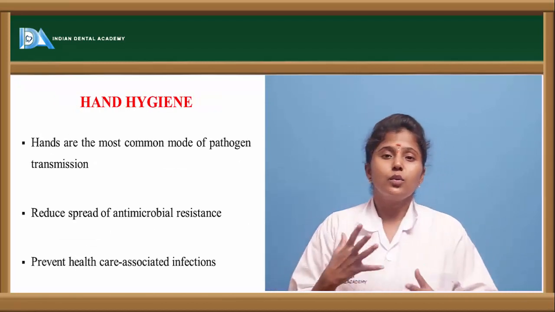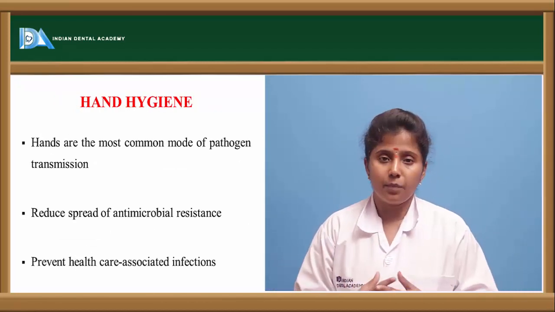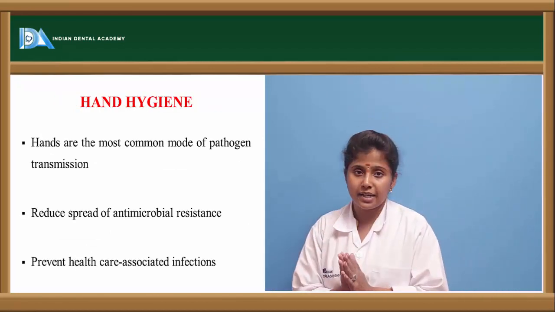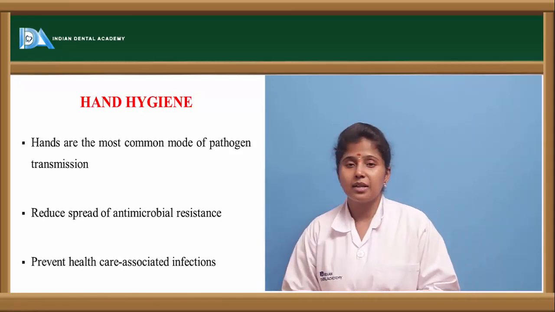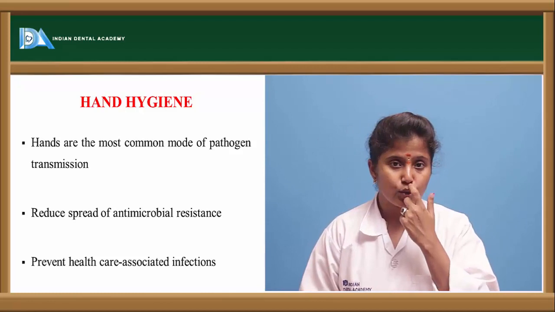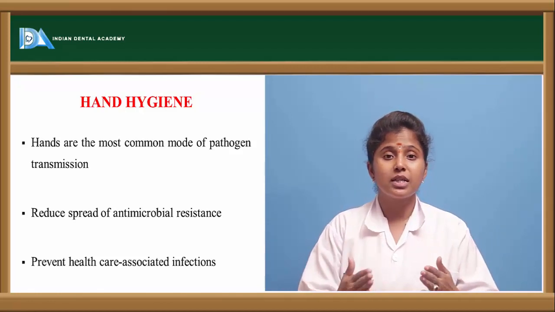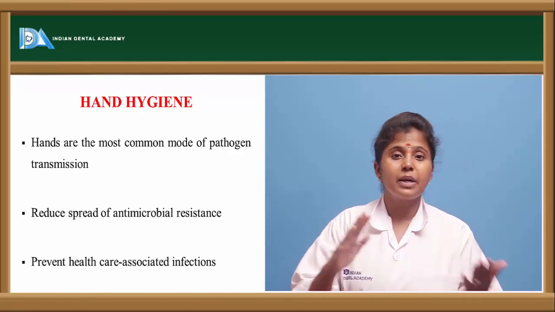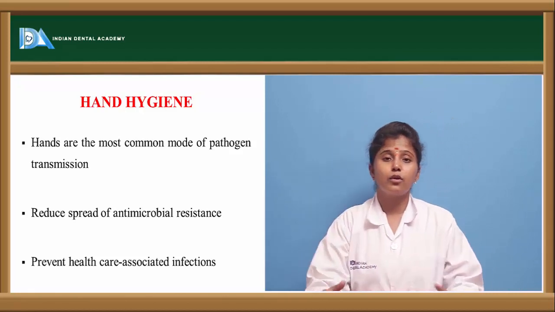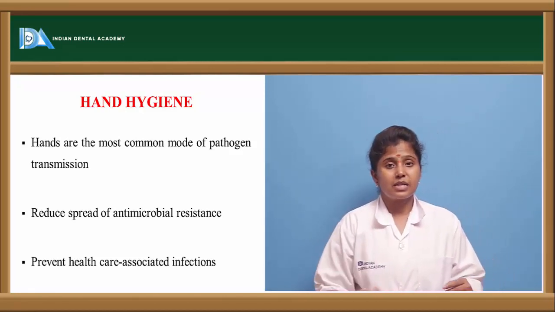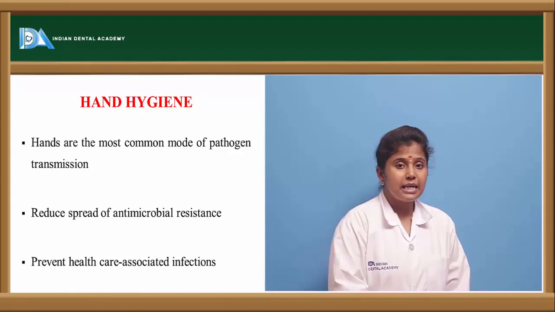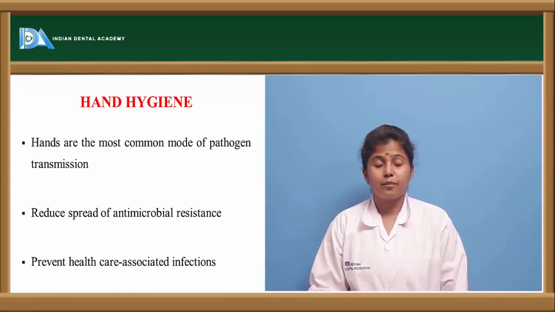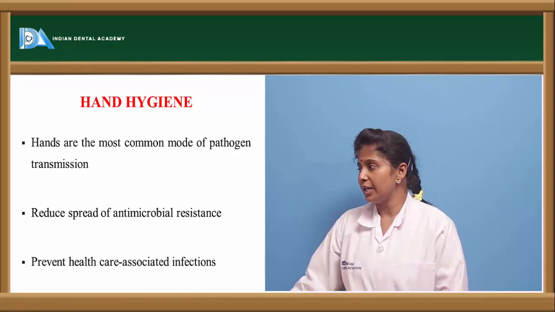So how is universal protection done? First thing is hand hygiene. We need to keep our hands clean. Hands are the most common mode of infection. That is the reason before giving treatment and after giving treatment, or before touching any chemical substances, we need to wash our hands, and thereby the spread of pathogens can be reduced.